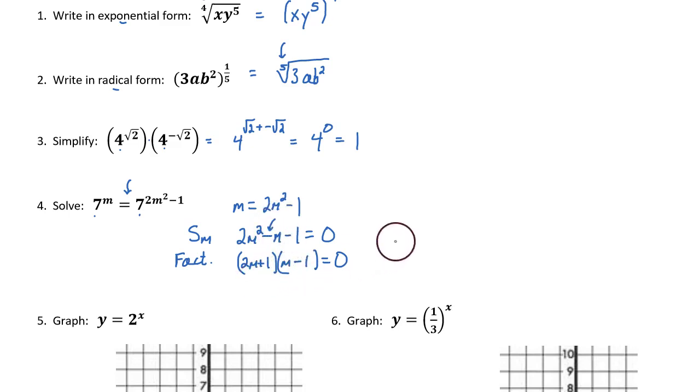Now that we have factored form, use the zero product property to set each factor equal to 0. So 2m plus 1 equals 0, or m minus 1 equals 0. And solve each of these. M is equal to negative 1/2, or positive 1.